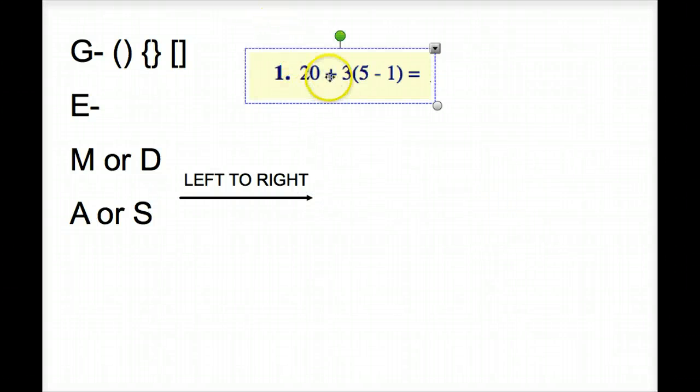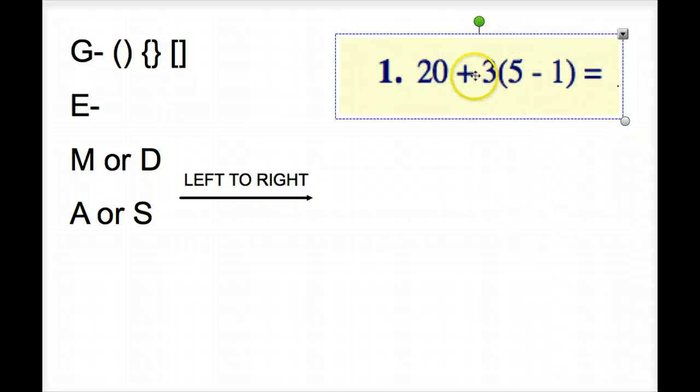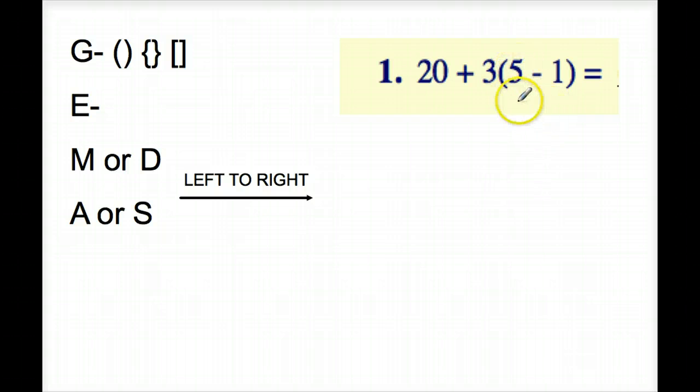Okay, so let's get started with this problem. 20 plus 3 times 5 minus 1. So what are we going to do first? Well, there is grouping symbols. They're parentheses. They're right here. And those grouping symbols are 5 minus 1. So what is 5 minus 1? 5 minus 1 is 4. Now, I like to keep whatever's in the grouping symbols in the grouping symbols, and I just rewrite the whole problem around those grouping symbols.